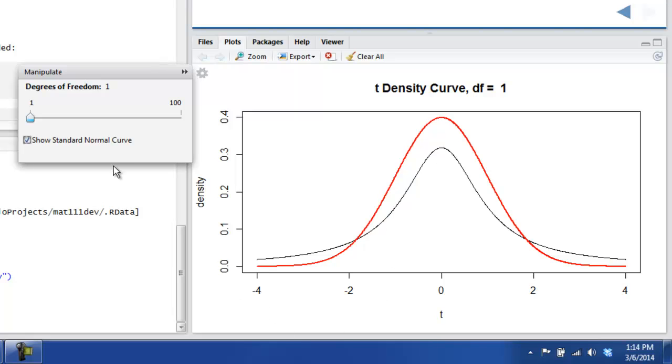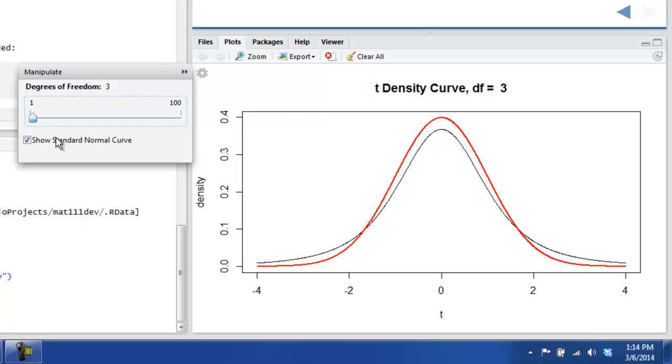Let's increase the degrees of freedom just a bit. At 2 degrees of freedom, we see that the t-curve is somewhat closer to the standard normal curve. Still symmetric around 0, but still with heavier tails. Let's keep on increasing the degrees of freedom to 3, 4, 5, 6, 7, 8, 9, 10. It appears that the higher the degrees of freedom, the closer a t-curve is to a standard normal curve.